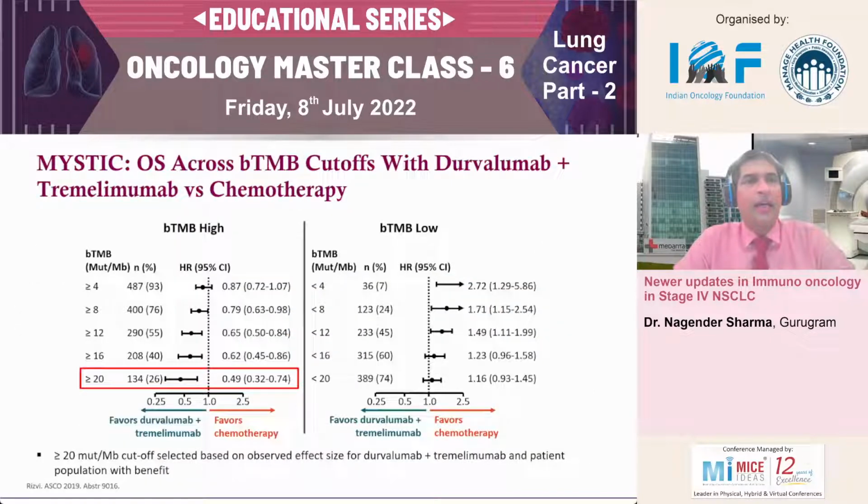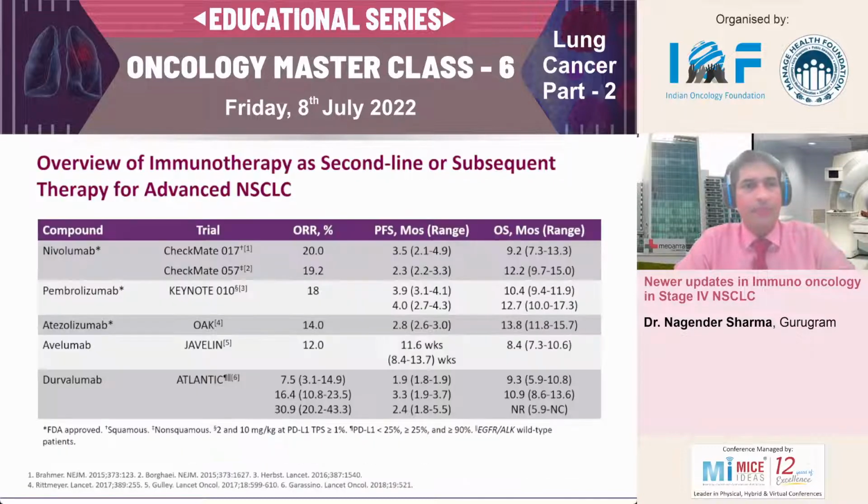MYSTIC trial, in which overall survival across bTMB cutoffs with durvalumab and durvalumab plus tremelimumab versus chemotherapy was used. As you can see, the higher the bTMB, that is greater than or equal to 20, the responses are much better, which favors durvalumab and durvalumab plus tremelimumab. So the greater than or equal to 20 mutations per megabase cutoff was selected based on the observed effect size of durvalumab in the patient population with benefit. So low bTMB, it is not favorable. This was the MYSTIC trial of durvalumab.